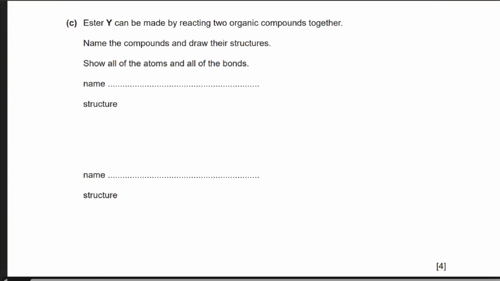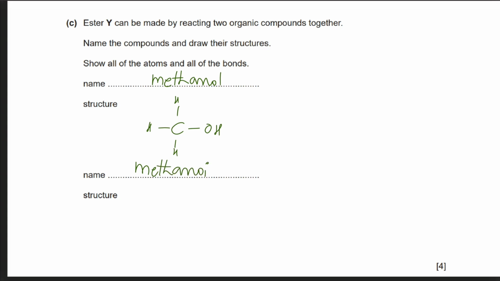Ester Y can be made by reacting 2 organic compounds together. Name the compounds and draw their structures. Show all the atoms and all of the bonds. Now that is methyl methanoate. So one will be methanol, which is 1 carbon with 3 hydrogens and OH. Another is methanoic acid. Methanoic acid, only 1 carbon, which has COOH and then just H.